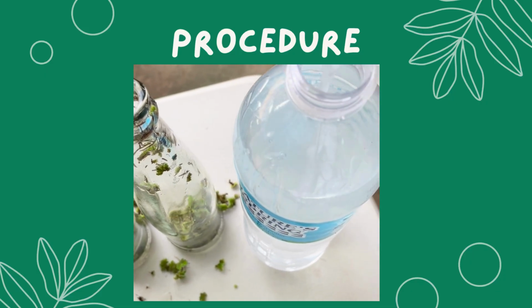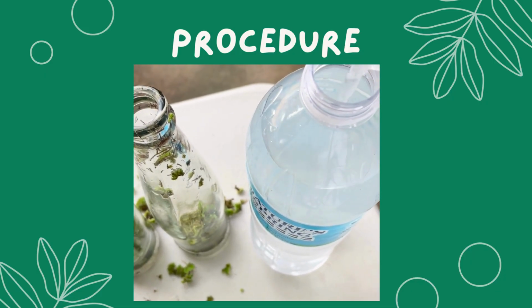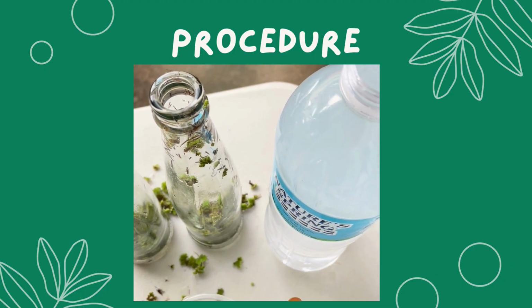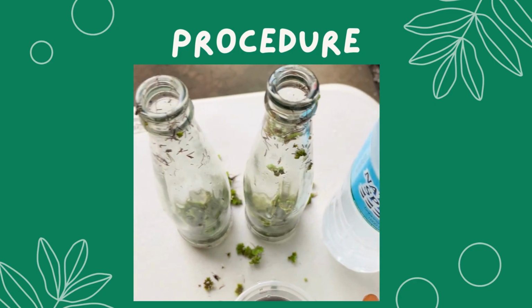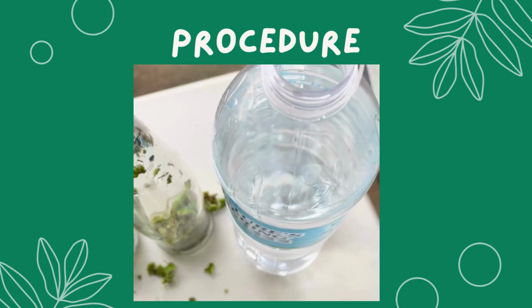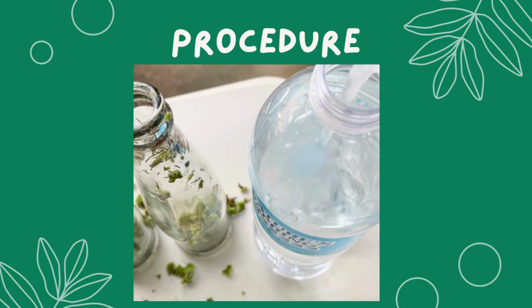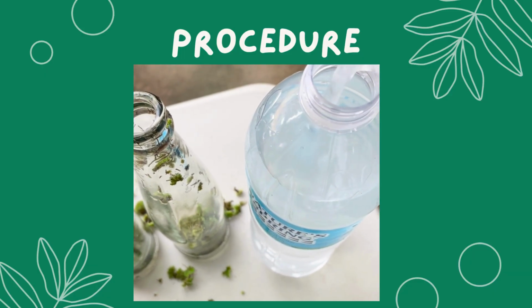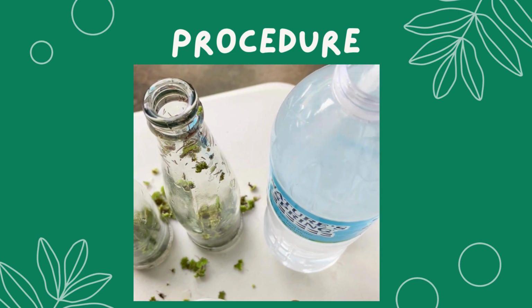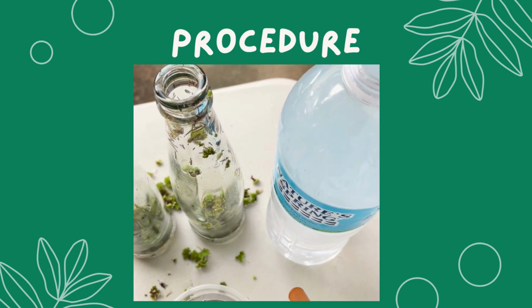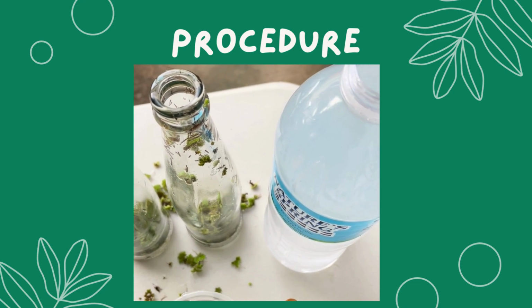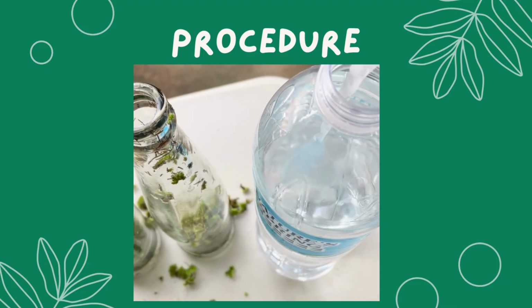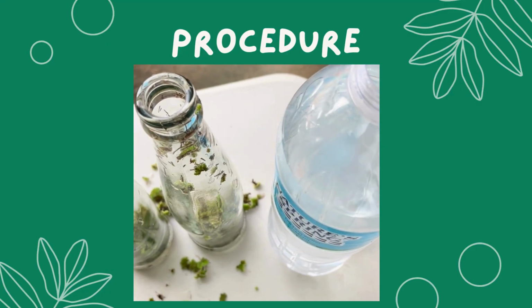For the procedures, first we have to prepare the aquatic setup. First, fill the large bottle with the sodium bicarb, the baking soda, and then place the aquatic plant into the bottle, ensuring the cut ends are pointing upwards toward the narrow end of the bottle.